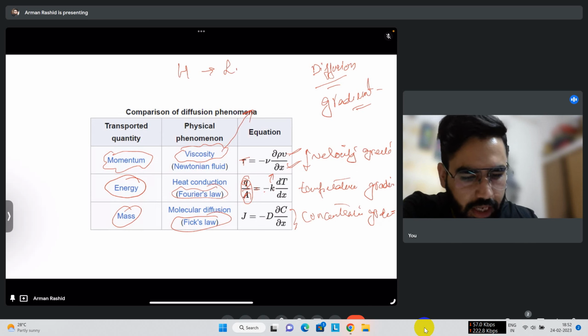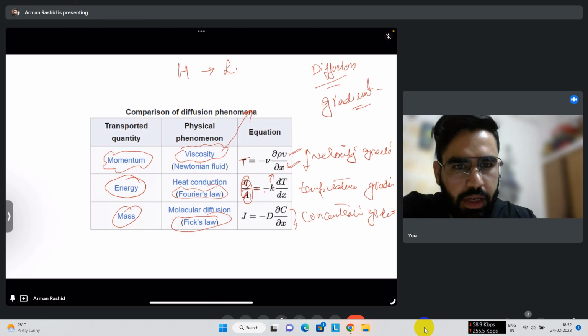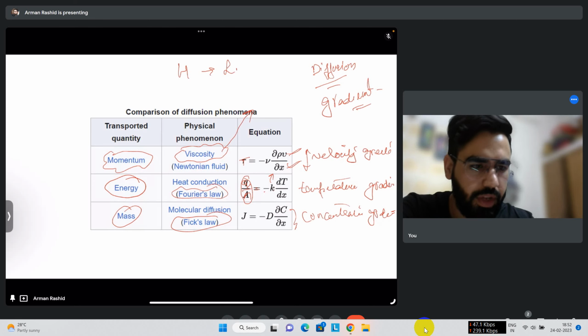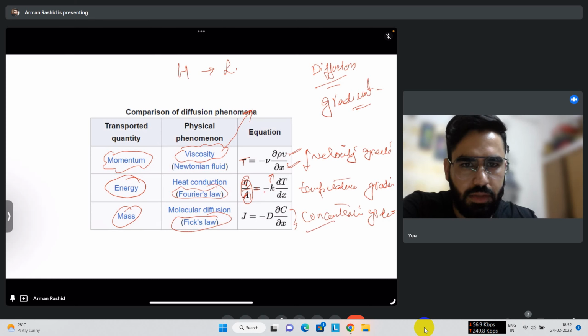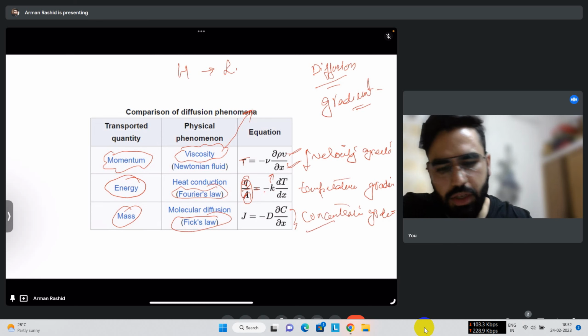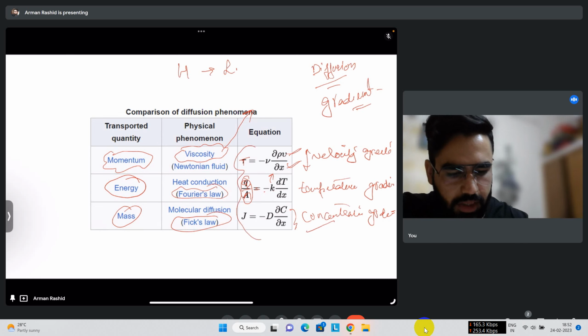If we create a temperature gradient, there will be an energy transfer, and this phenomenon is called heat conduction. If we have a concentration gradient like here, then the molecules will get transferred, there will be mass transfer, and this is called molecular diffusion. So if we see, the equations for all of these are similar. We have a constant of proportionality, we have a gradient, and we have the quantity.